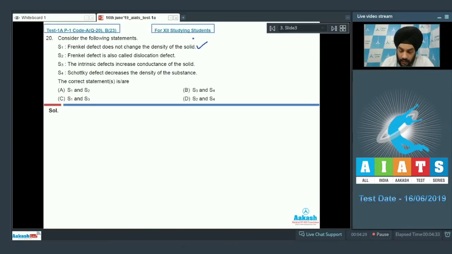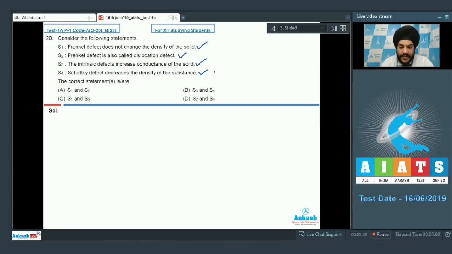So statement 2 is also correct. If we talk about the third statement now, intrinsic defects increase the conductance of the solid. This is correct, students. The defects lead to an increase in the conductance of the solid. If we talk about the fourth statement now, the Schottky defect decreases the density of the substance. So this is also correct. In the Schottky defect, the ion pairs are missing from the solid, which will lead to a decrease in the density. So all 4 of these statements are correct.